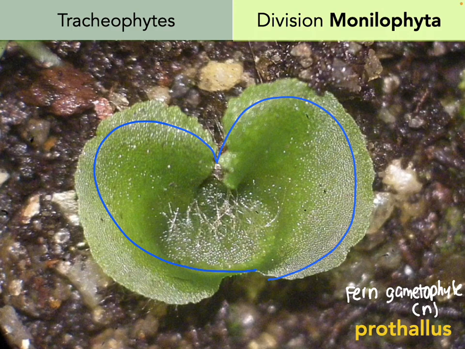It looks very simple. It grows on the floor. In real life, when I go collect in the forest, this looks very much like a liverwort. It's flat. It's on the ground. It looks like a liverwort. We get it wrong all the time. We get easily confused. But it's a fern gametophyte.